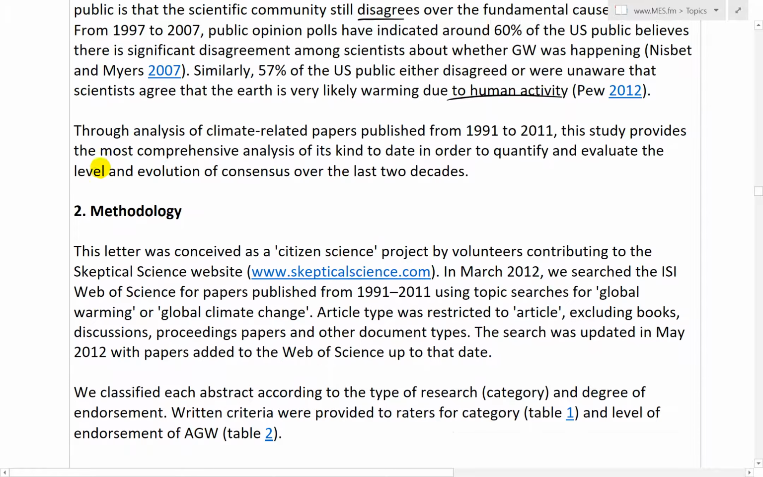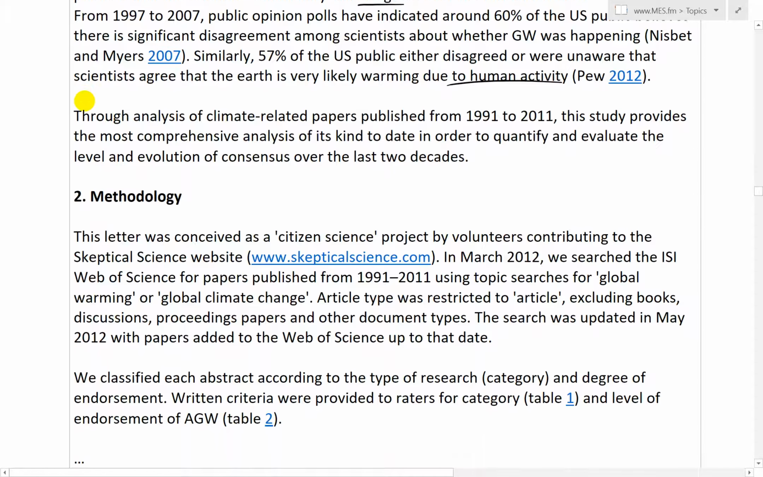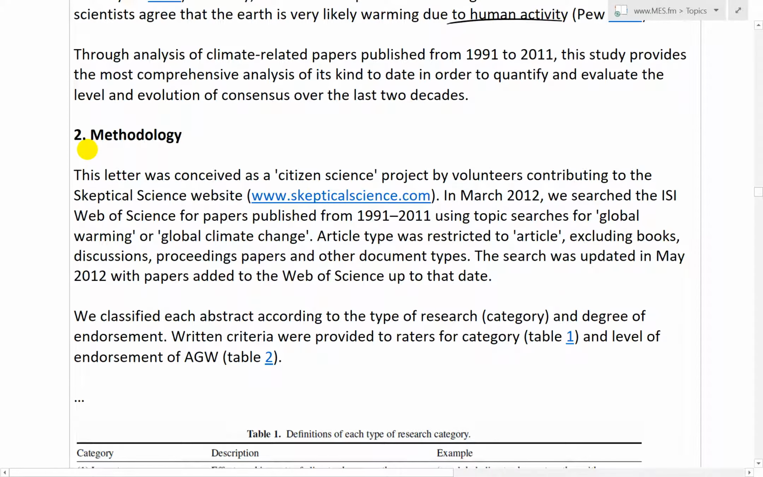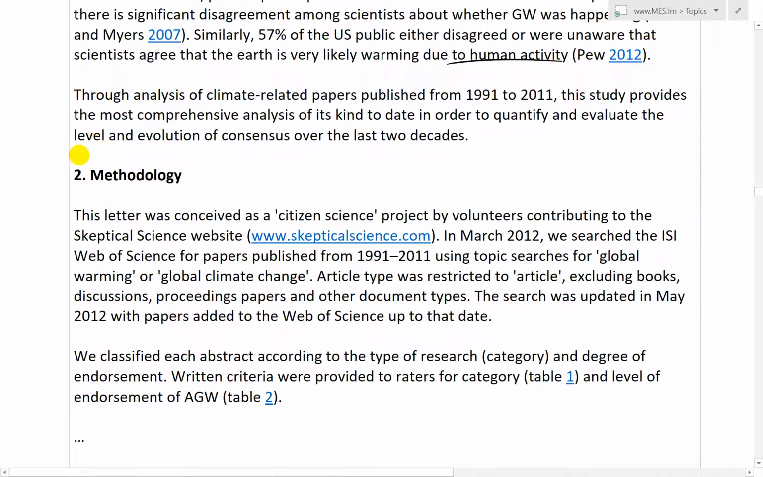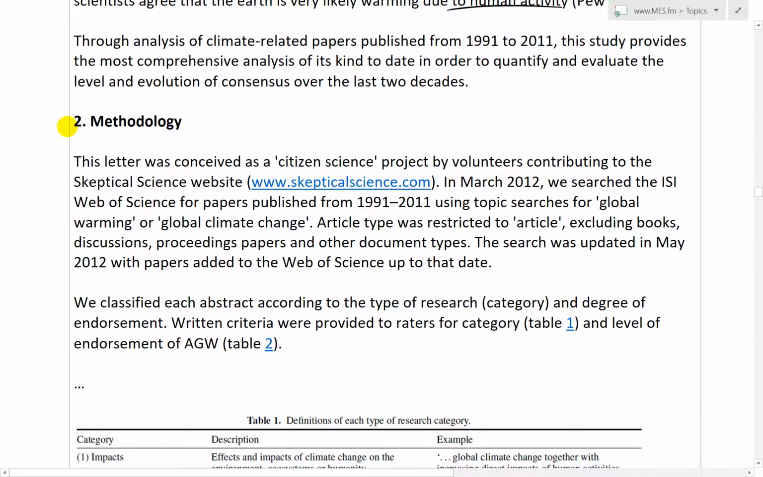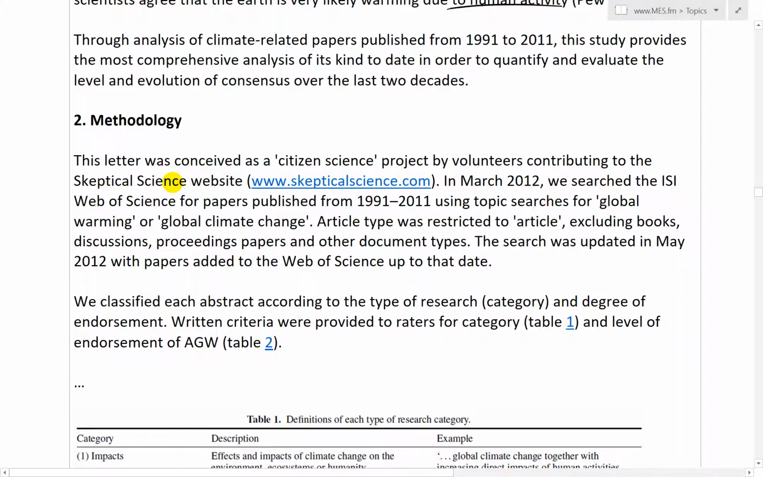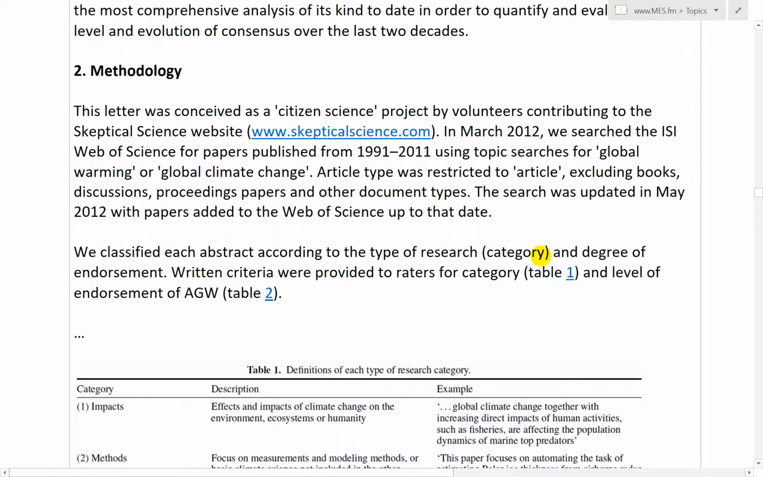And my beef with all this is there's very few actual climate experts. A lot of these people in the papers just assume global warming is real for funding and whatnot. I'll get to that all later. So through analysis of climate-related papers published from 1991 to 2011, this study provides the most comprehensive analysis of its kind to date in order to quantify and evaluate the level and evolution of consensus over the last 2 decades.